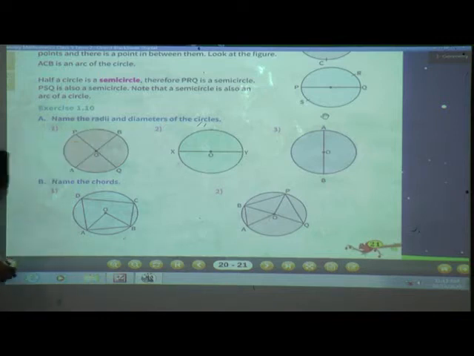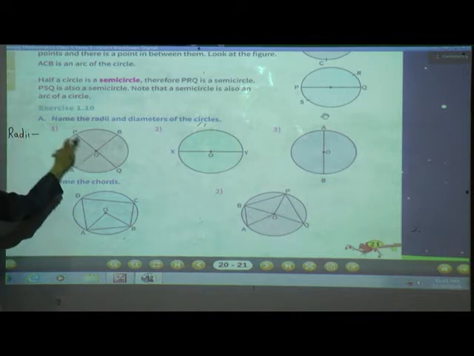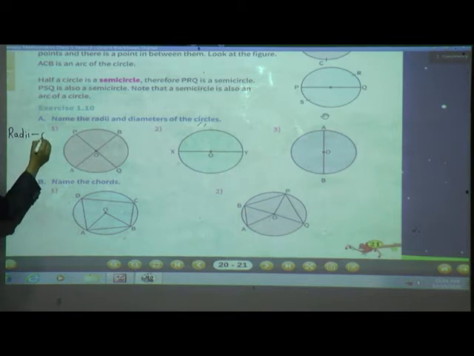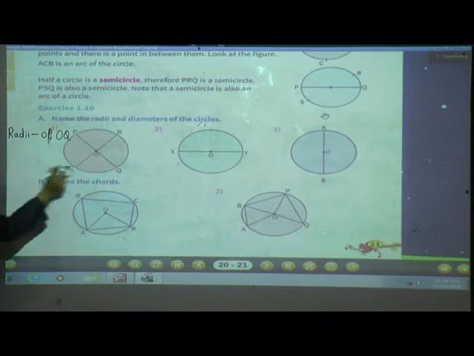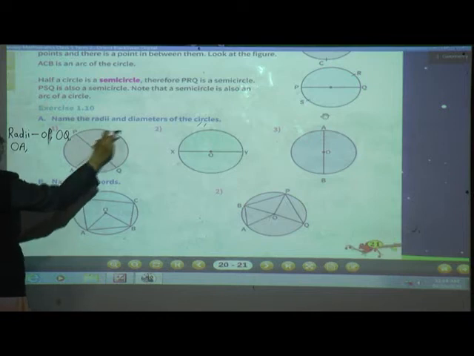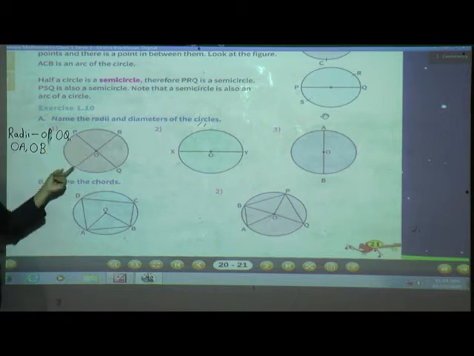Name the radii. Name it, students. Which one? Radii is the plural of radius. So OP. Again, which one? OQ. Radius OQ, radius OA and radius OB. These four radii are here.